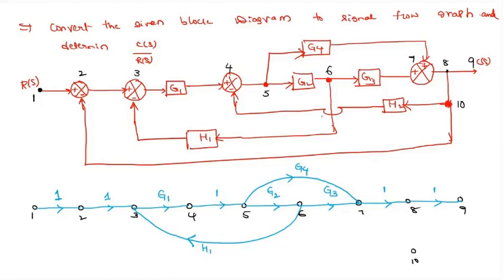Now one more, it's an overlap, from 8 to 10. Sorry, 8 to 10. It's connected directly. Its gain is 1, and its direction is downwards. Now from this node 10, it may divide. One is 10 to 4 directly. So 10 to 4, I'm connecting directly like this. What is the direction? Towards 4. What is this block? H2. What is its gain? H2.